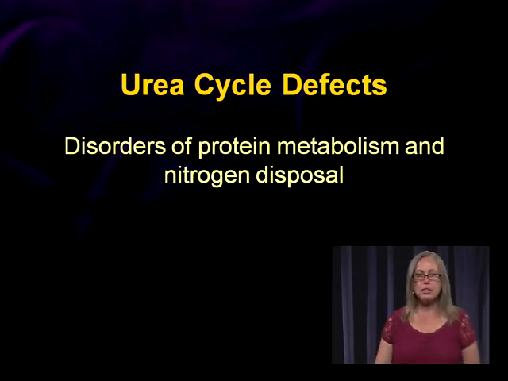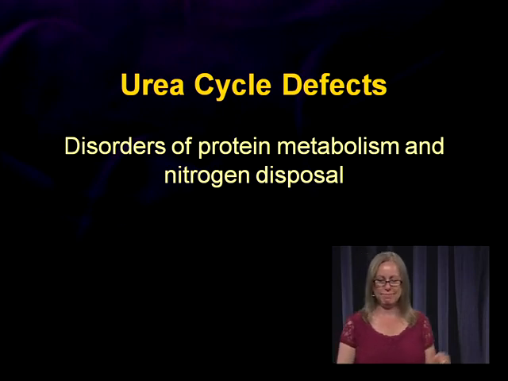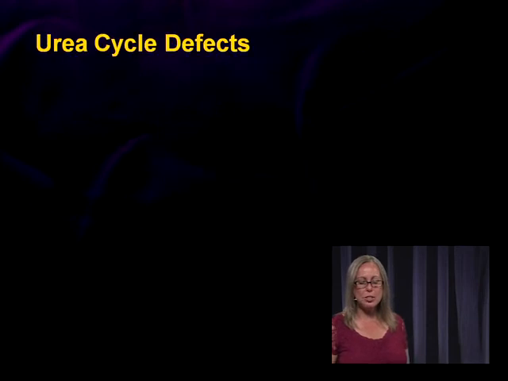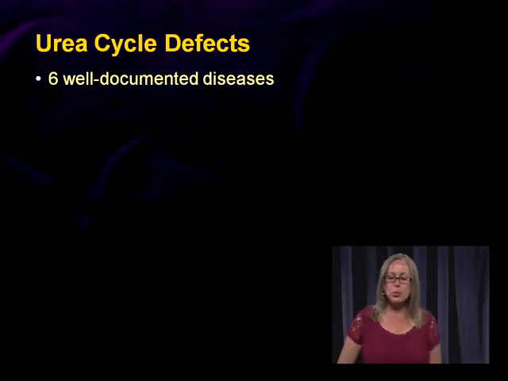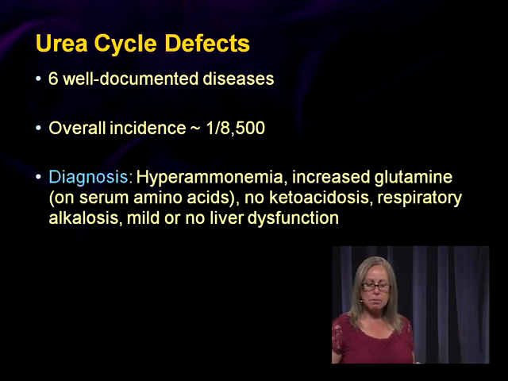All right, the urea cycle. Everybody remembers the urea cycle and loves it, right? Everybody's urea cycle is working very nicely right now because we've all had protein. So this is disorders of protein metabolism and nitrogen disposal. We have 6 well-documented diseases, and the overall incidence for all of them combined is 1 in 8,500.